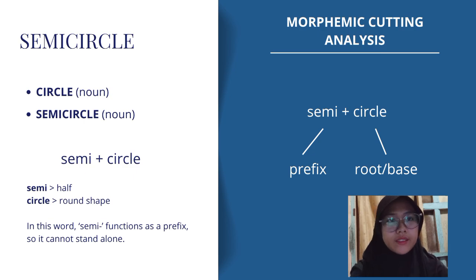Next is semicircle. The word semicircle is derived from the base word circle, which then becomes semicircle. In morphemic analysis, semi functions as a prefix, and circle is the root or base. The prefix semi means half, while circle refers to a round shape. Although both parts have their own meanings, in this word semi functions as a prefix, so it cannot stand alone and must be attached to the base word.